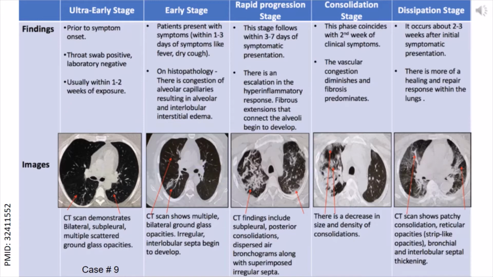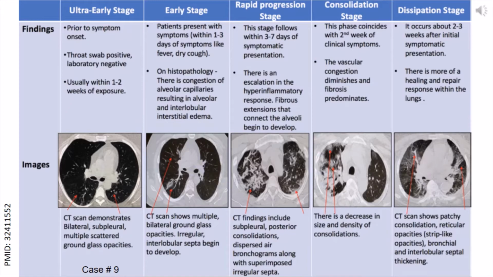Prior to symptom onset, within 1 to 2 weeks of exposure, CT demonstrates bilateral, scattered ground glass opacity. Within 1 to 3 days of symptoms, CT scan shows ground glass opacity plus irregular interlobular septa. Within 3 to 7 days of symptomatic presentation, CT shows ground glass opacity, irregular interlobular septa and consolidation.